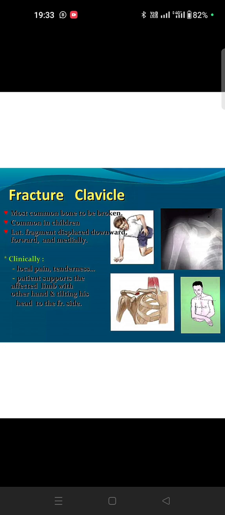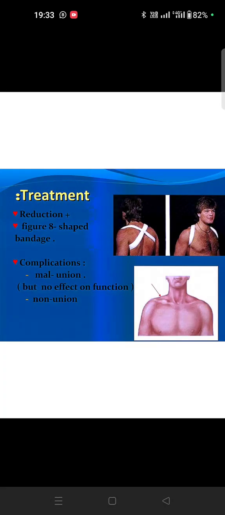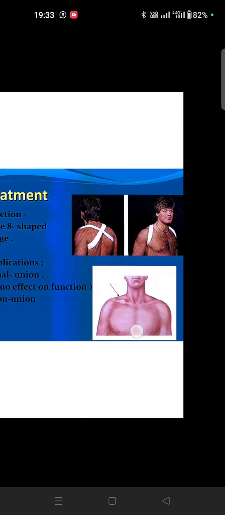So local pain, tenderness, and the patient supports the affected limb with the other hand. The head tilts to one side. So treatment is reduction and a figure eight, that 8-shaped bandage. Now a complication means maybe it's a non-union. Maybe they won't join.